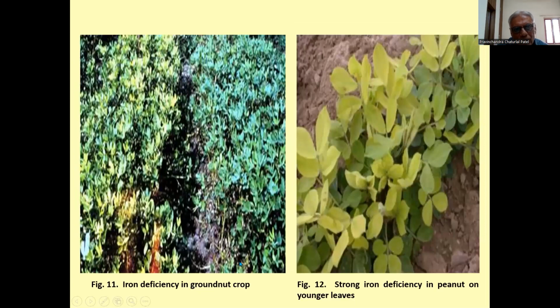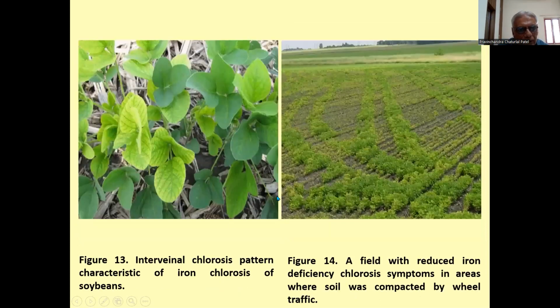Then iron deficiency in groundnut crop, grown in the Saurashtra area, and the soil of the Saurashtra area is calcareous, so they have the problem of iron deficiency. Strong iron deficiency in peanut, groundnut, on younger leaves. You can see the leaves become chlorotic, turning yellow. Then the interveinal chlorosis pattern is characteristic of iron chlorosis in soybean plants.